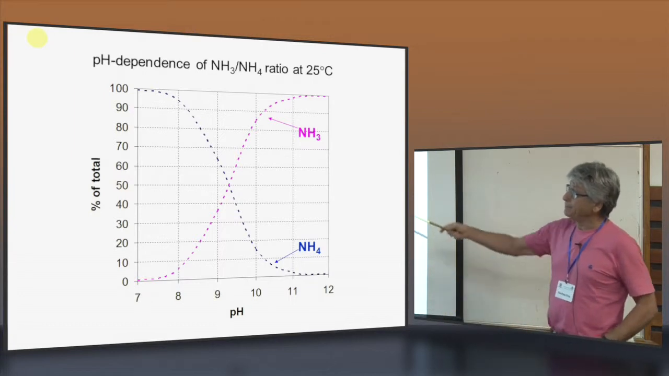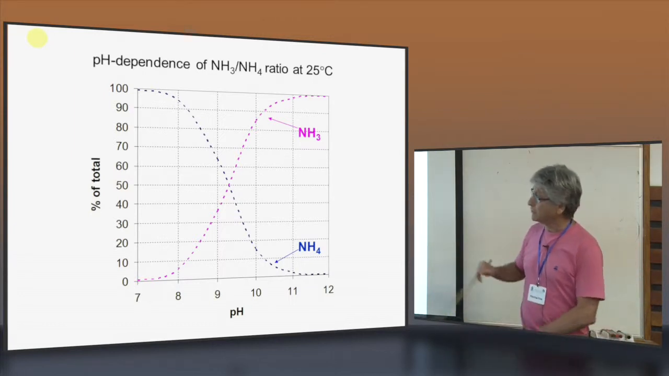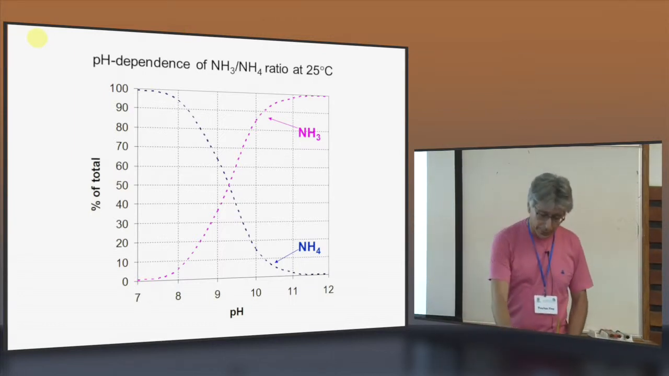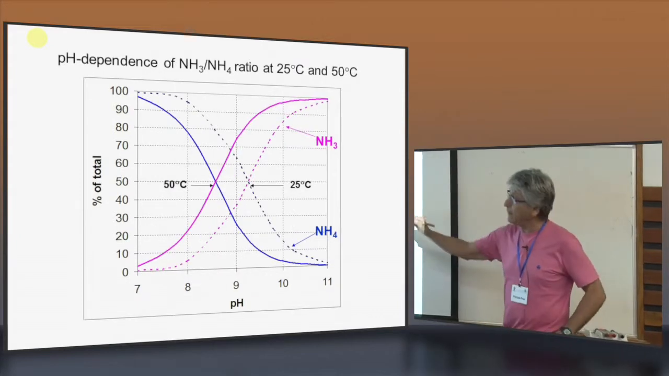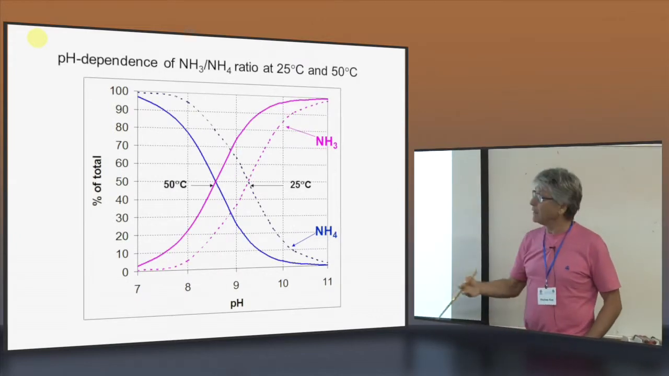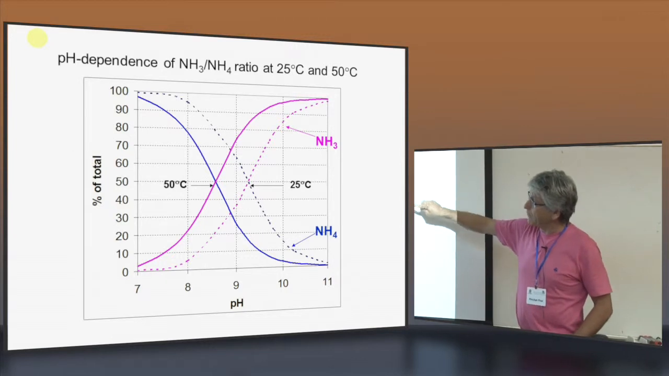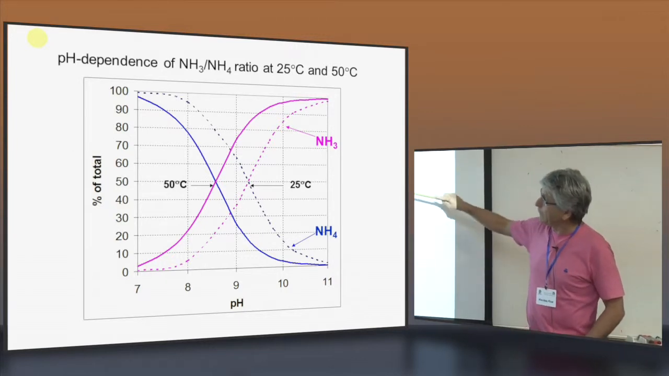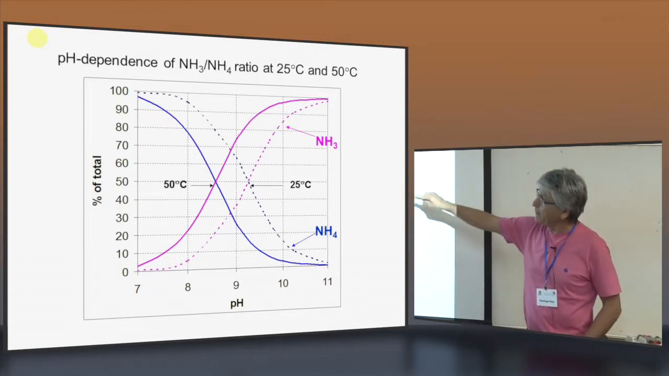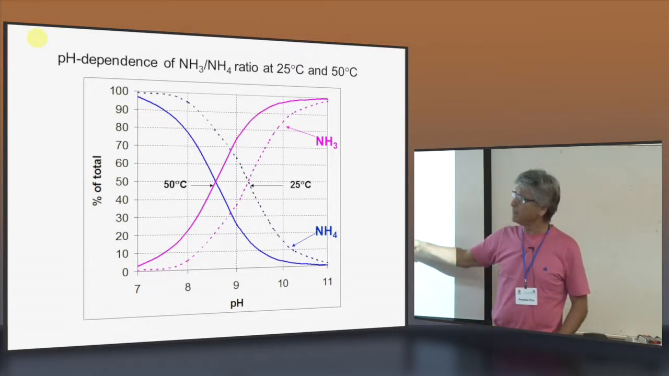However, we can try to reduce this pKa. How do we do that? By elevating the soil temperature. Once we elevate soil temperature, the pKa will drop. Instead of being 9.3, it will be 8.7 at 50 degrees centigrade.